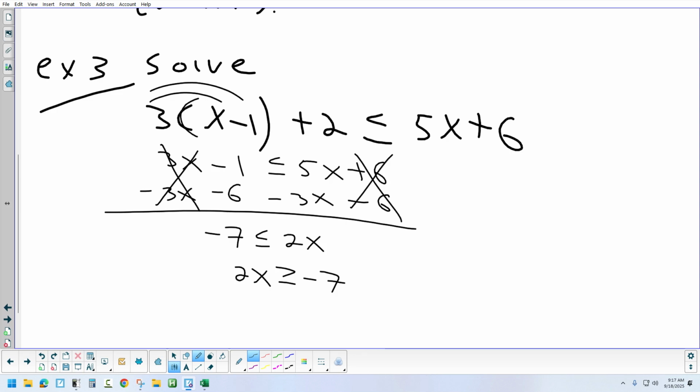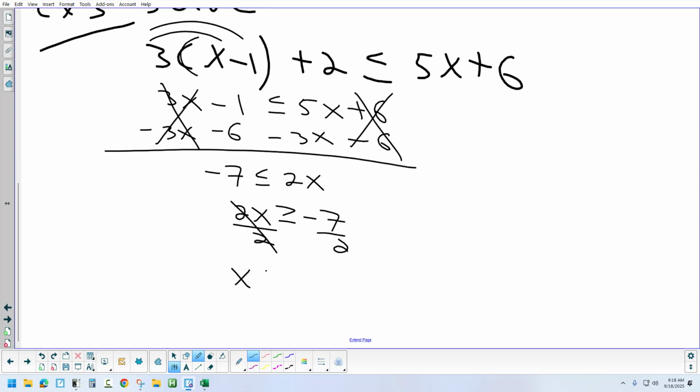And now we've got one more step. We still got to get x by itself. So my last step to get x alone is divide both sides by 2. And we get x is greater than or equal to -7/2. What kind of notation is that?